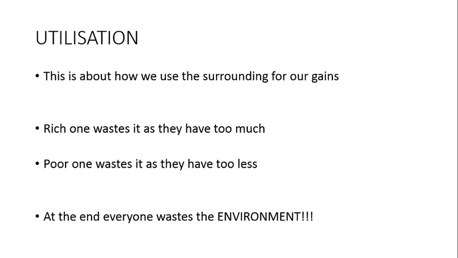The key to the issue is the need for an equitable distribution of all types of natural resources. A more even sharing of resources within the community can reduce the pressure on the natural ecosystem. So utilization, as I have pointed out, is how we use our surroundings. The rich waste it as they have too much to utilize, and the poor waste it as they have too little to do with. And in the end everyone wastes the environment.